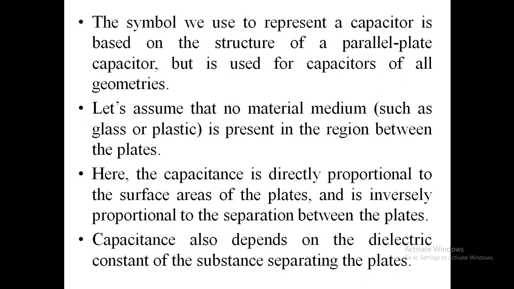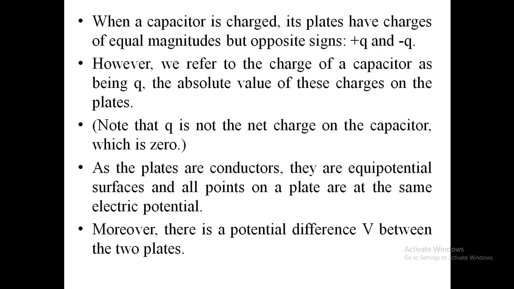When a capacitor is charged, its plates have charges of equal magnitudes but opposite sign, plus Q and minus Q. However, we refer to the charge of a capacitor as being Q, the absolute value of these charges on the plates. And here the Q is not considered to be the net charge on the capacitor. As the plates or conductors are equipotential surfaces, all points on a plate are at the same electric potential. Moreover, there is a potential difference V existing between these two plates.